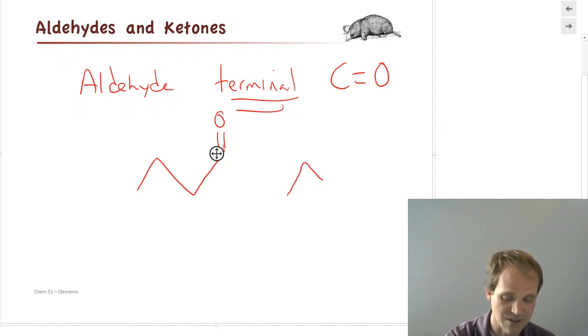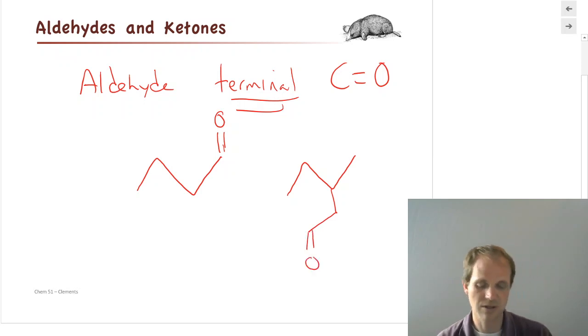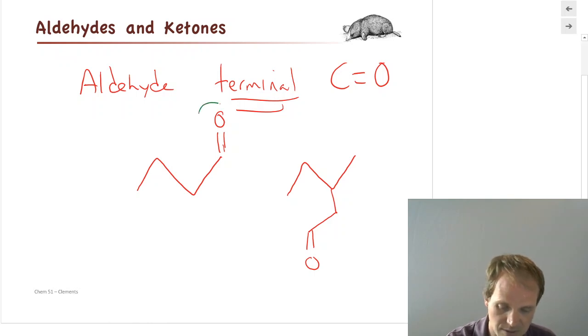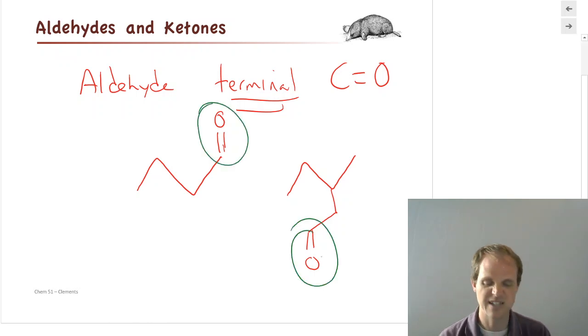And again, this can occur at the end of bigger molecules with other things attached to it. It's not just limited to a small molecule, but you just circle that C double bond O at the end of the molecule, and you call that your aldehyde.